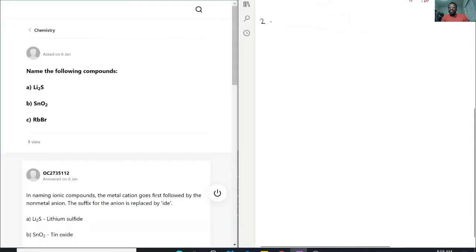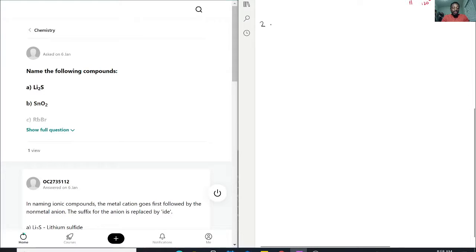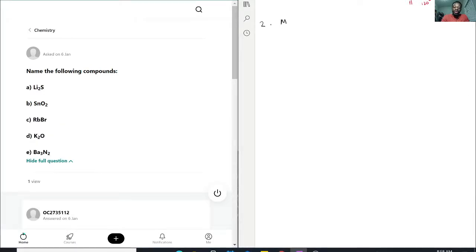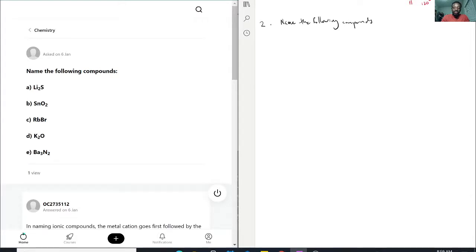So now for question number 2, we have: name the following compounds. We have quite a bit of them, but our goal here is to name them. So the first one we have is Li2S. Okay? So what I like to do here is figure out if it's an ionic or a covalent compound. So for that, we have to look at our periodic table. So Li2S, that is a lithium and a sulfur. Okay, and lithium is a metal, and sulfur is a non-metal. So this is definitely an ionic compound.